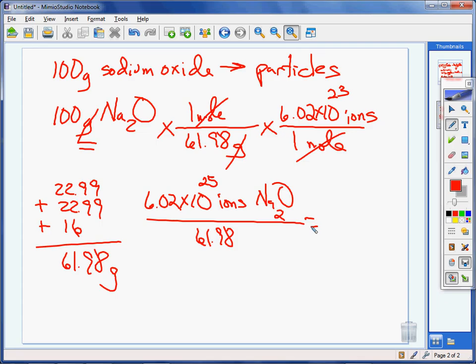So, we should probably get something times 10 to the 23rd? Yes. Okay, so 9 something or what? 9.71 times 10 to the 23rd. What units? Ions. Ions of sodium oxide.